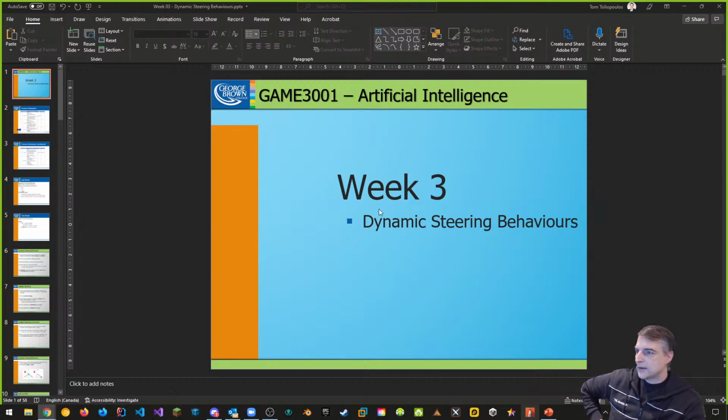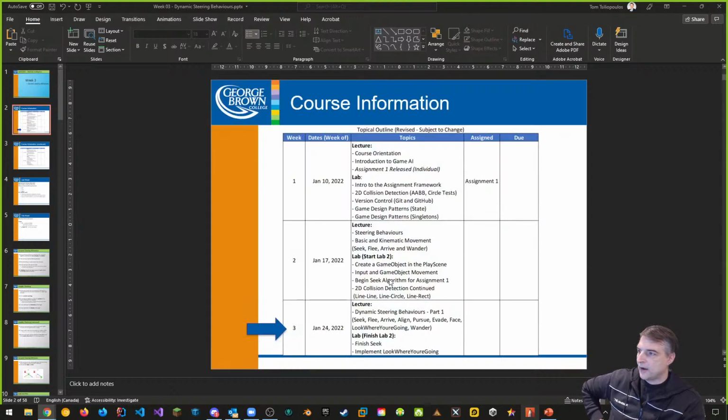So let's talk about dynamic steering behaviors this week. Last week, where we left off, we talked about kinematic steering behaviors. Can anyone remember what the difference was that we talked about briefly between kinematic steering behaviors and dynamic steering behaviors? Kinematic versus dynamic. What was that slide that we talked about? It was like one slide. Anybody can remember?